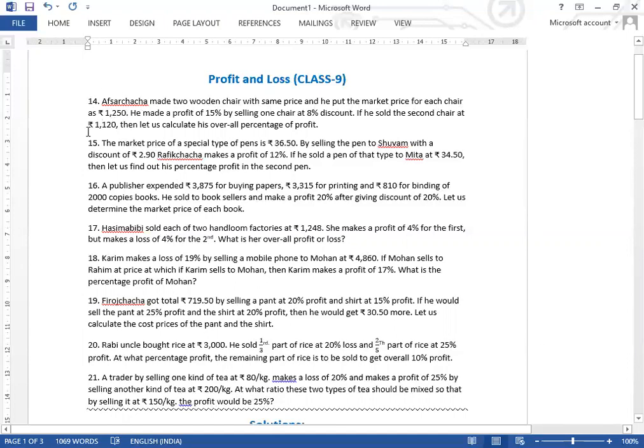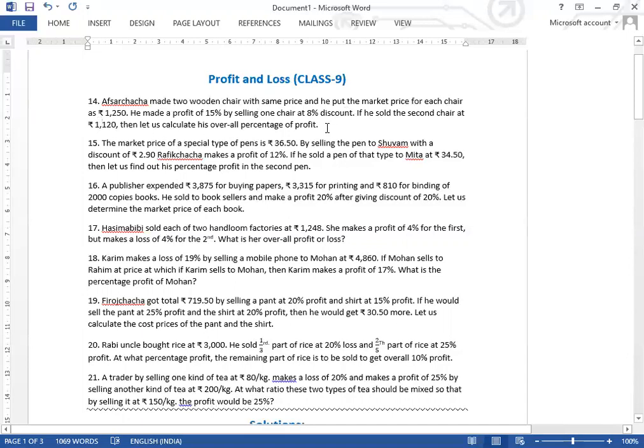যেটা জিনিসটার গায়ে লেখা থাকে সেই মার্কেট প্রাইস কত? 1,250। প্রফিট করছে কত? 15%। Remember, profit will only be calculated on the cost price, and also he gives 8% discount for the first chair, but for the second chair the selling price is given. This is the selling price. If he sold the second chair at rupees 1,120, calculate the overall percentage.